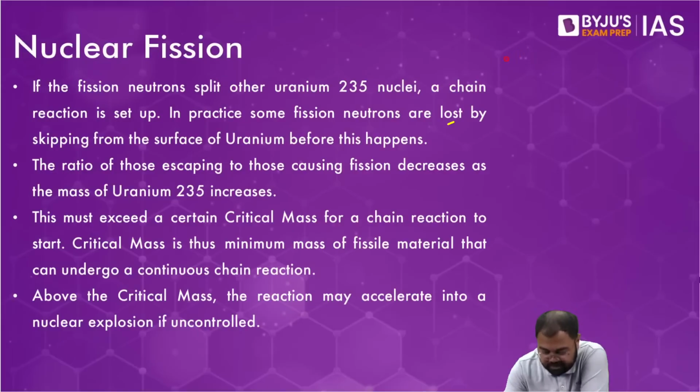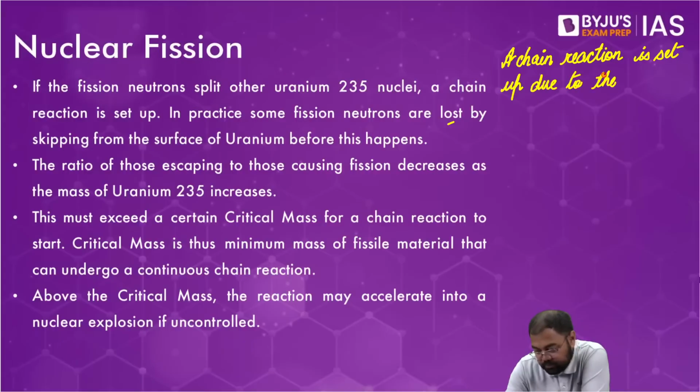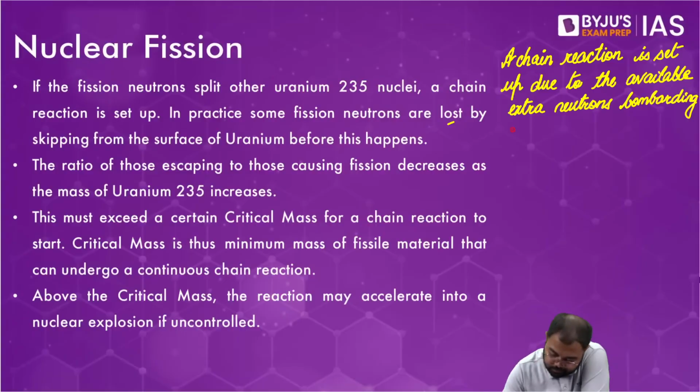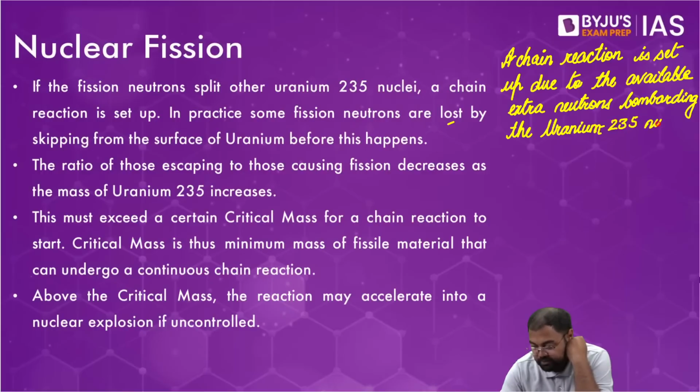All right, so I'll just write here, a chain reaction is set up due to the available extra neutrons bombarding the uranium 235 nuclei. All right, so a chain reaction is set up because of that.